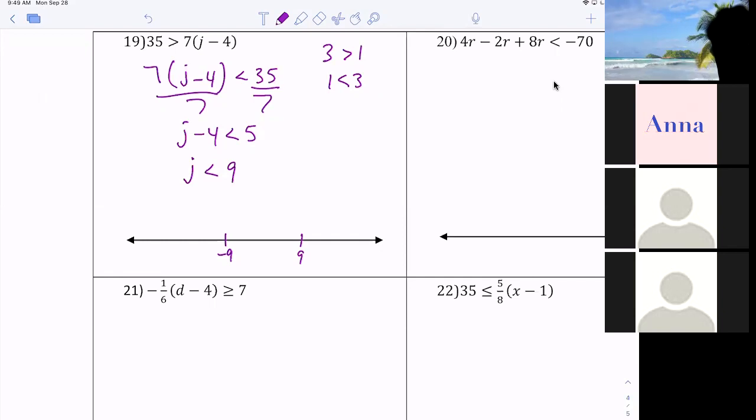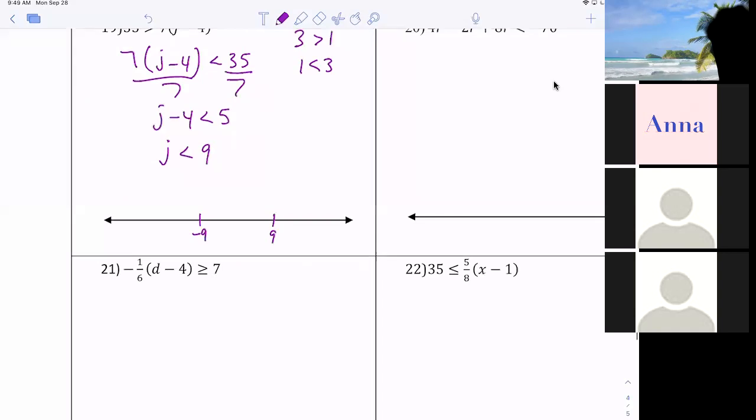All right? So now I have less than 9. So what kind of circle, solid or open? Open, because there is no equal sign. Which direction? Left. No, you're good. Anybody have any issues with that?